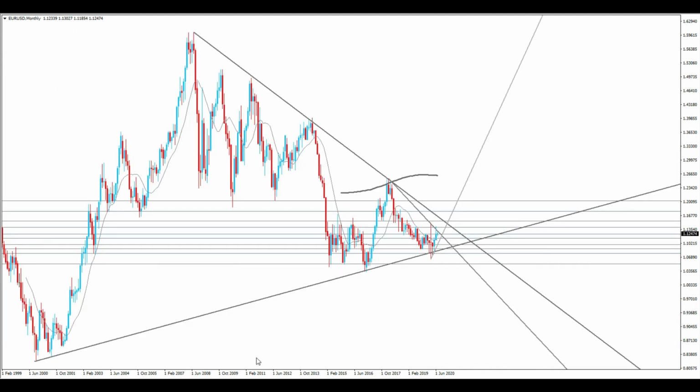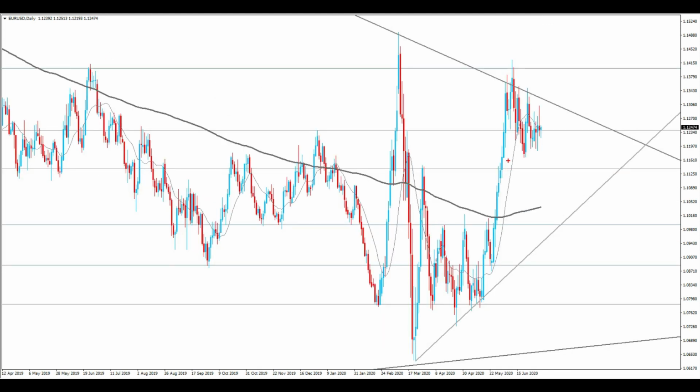And if I zoom out, you can see that I've been talking about this wedge pattern here. We've had multiple tests. We had a test of the lower trend line recently, so that's why I'm favoring a test of this upper trend line soon, before we eventually break out of this wedge pattern. So if we go back to the daily, we're just looking for price to eventually break out of this consolidation, either to the downside or to the upside.